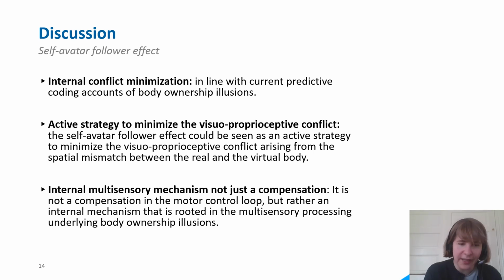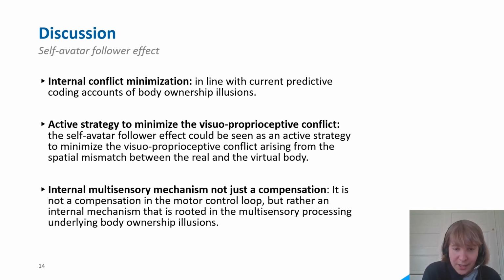We also think that it is particularly an active strategy to minimize the visual-proprioceptive conflict. So not just an internal conflict minimization, but a visual-proprioceptive conflict. And this arises from the spatial mismatch between the real and the virtual body. Again, this idea of a single cause theory.